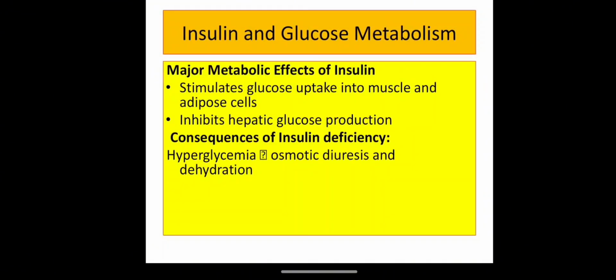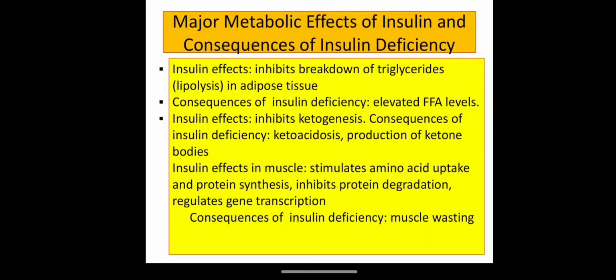Insulin and glucose metabolism is the major metabolic defect of insulin. Under that, insulin stimulates glucose uptake into muscles and also adipose cells, and it inhibits hepatic glucose production. The consequence of insulin deficiency is hyperglycemia, osmotic diuresis, and also dehydration. Under that, first is the insulin effects, and second is the consequence of insulin deficiency.